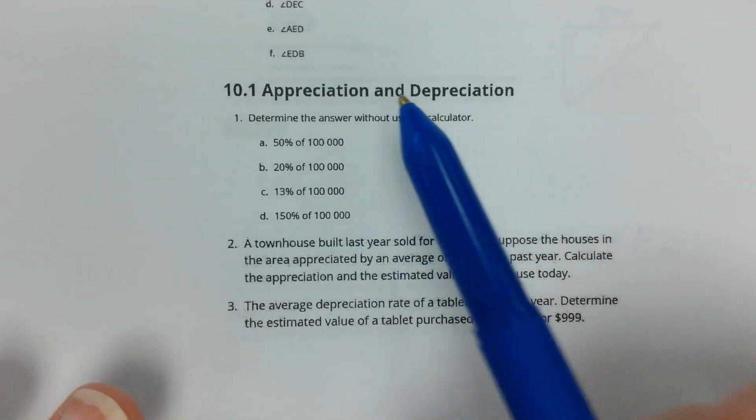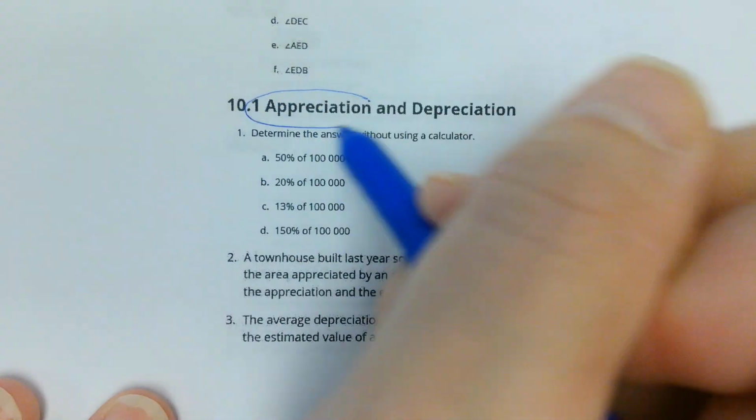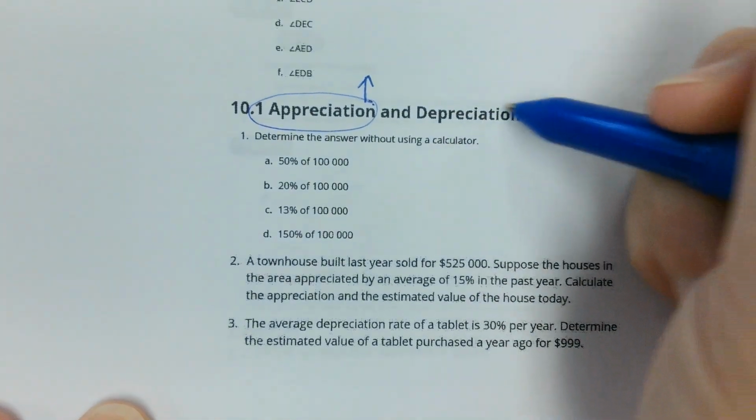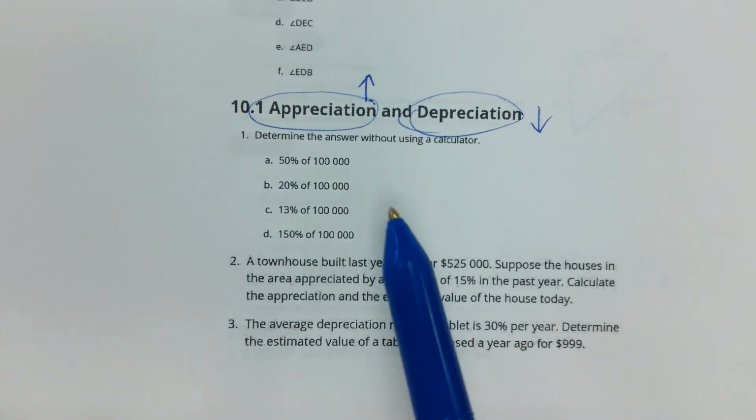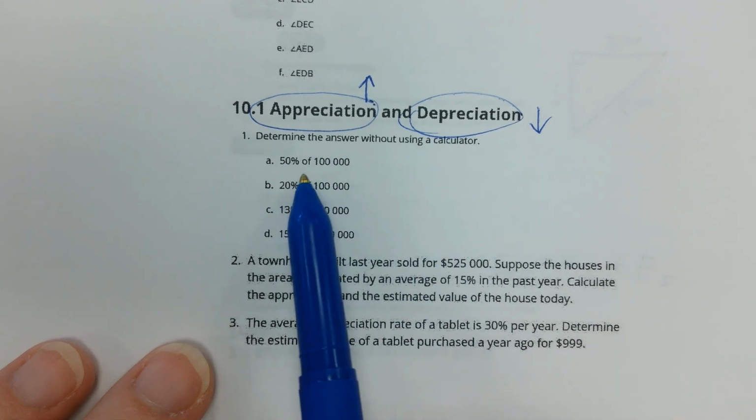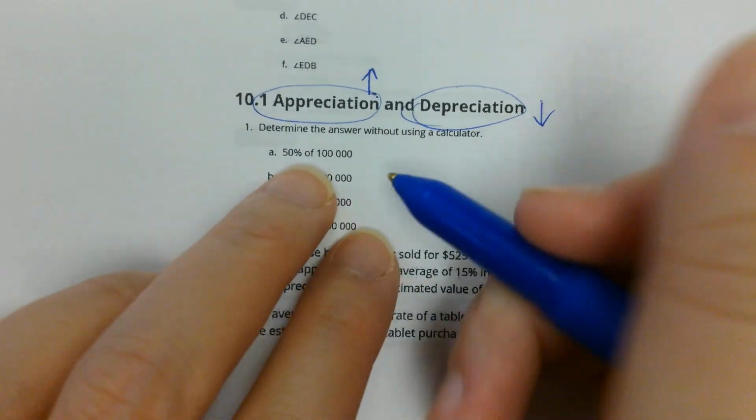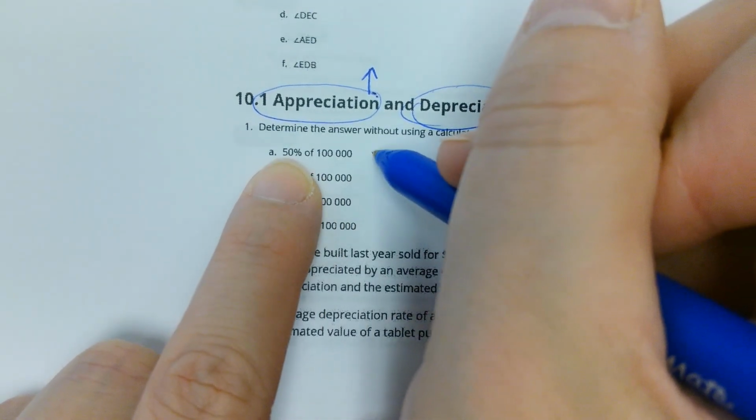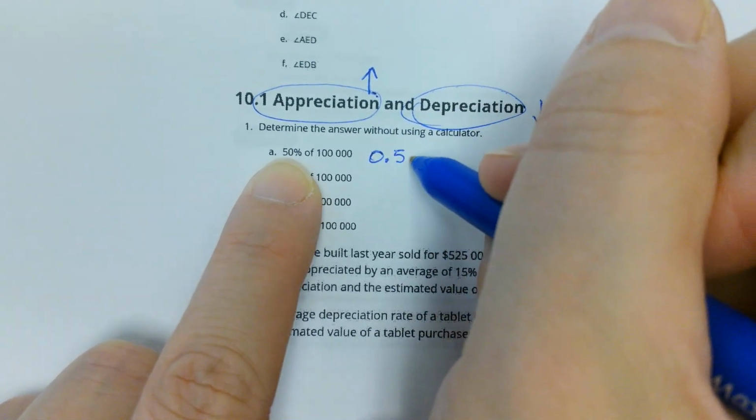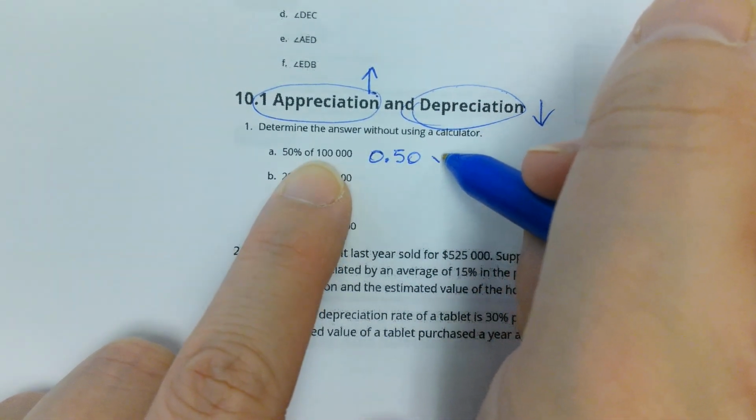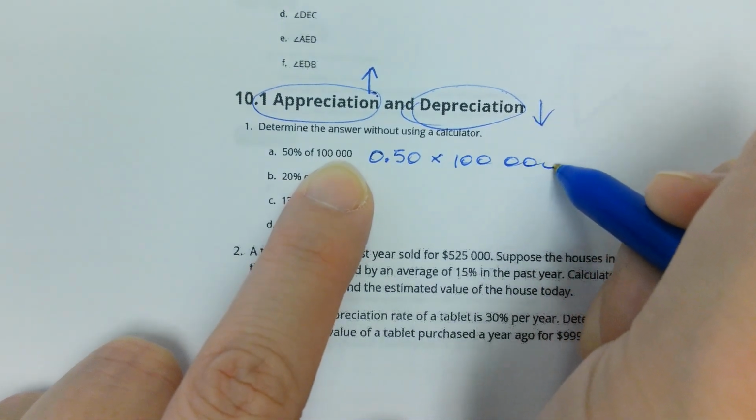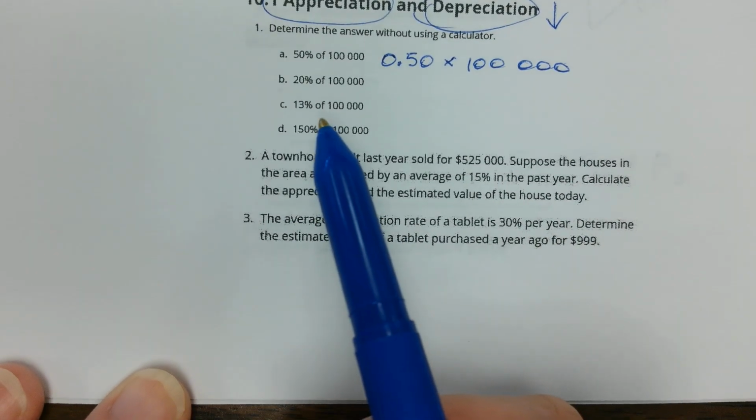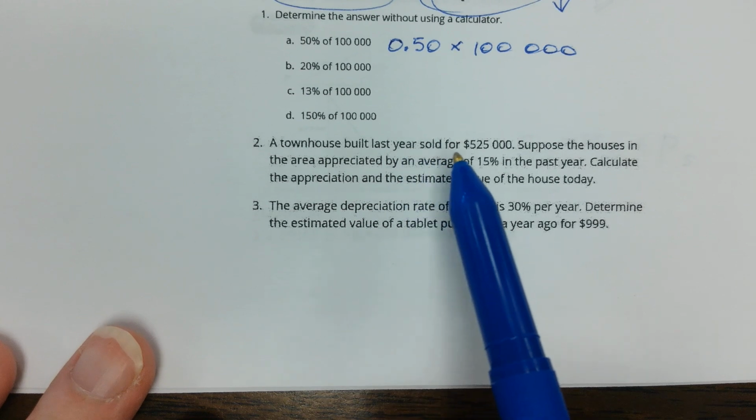And then here, appreciation, depreciation. What does the word appreciation mean? Yeah, value goes up. Depreciation, value goes down, right? Determine the answer without using a calculator. Oh, okay. 50% of that. If I were to calculate it, what would I do? 50% is 0.5 or 0.50, of means times, and then 100,000 means 100,000. Okay, which means half of it, so 50,000.